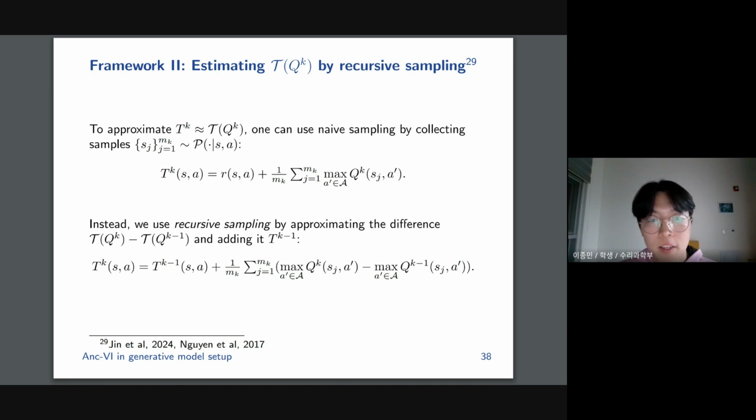In this generative model setup, one natural approach to approximate the output of the Bellman operator is to use naive sampling. Naive sampling approximates the output of the Bellman operator by collecting samples from the generative model, taking all the Q values on those sampled states, and then adding them all up and averaging. By this naive calculation, we can approximate the output of the Bellman operator.